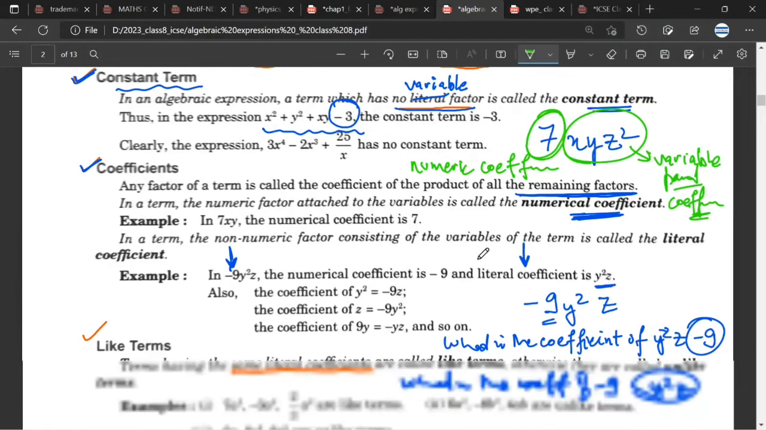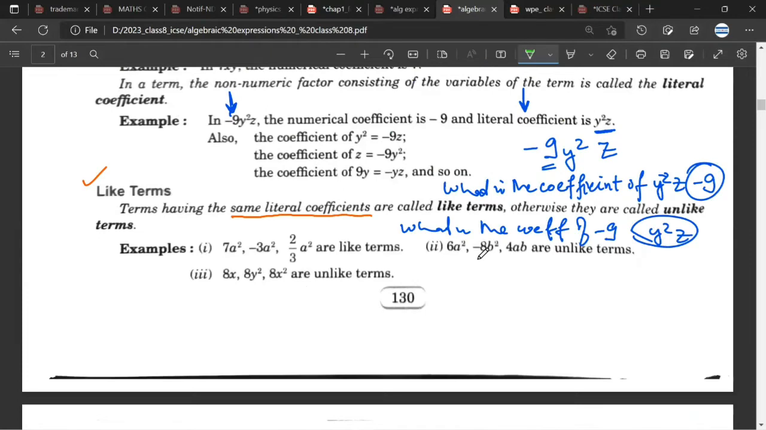And now we come to the critical definition, like terms. Now the maximum confusion of students would be in like terms.